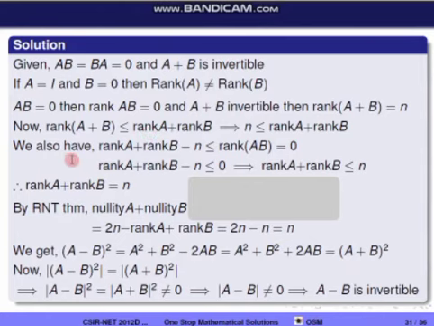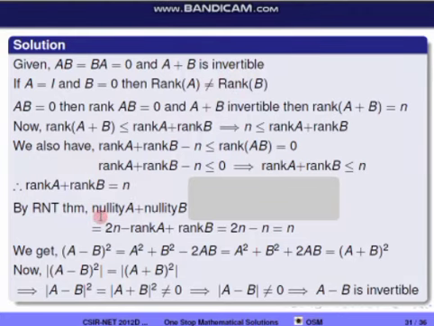We also have rank of A plus rank of B minus n less than or equal to rank of AB. We got rank of AB is equal to 0. Substitute that. So we'll get rank of A plus rank of B minus n less than or equal to 0. So taking n to that side, we get rank of A plus rank of B less than or equal to n. So we got n less than or equal to rank of A plus rank of B less than or equal to n. That is, rank of A plus rank of B is equal to n. So second option is correct.